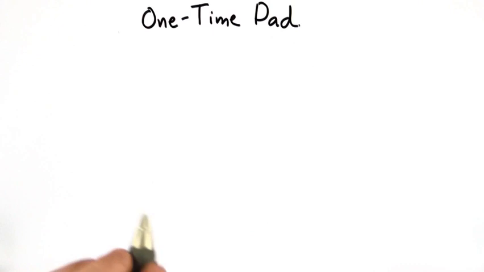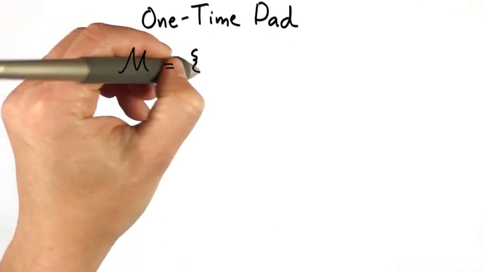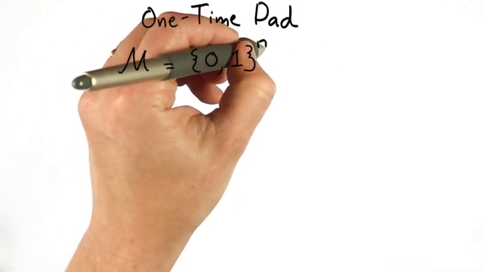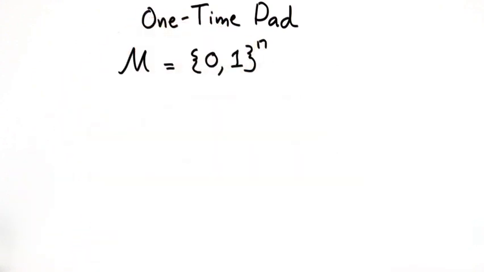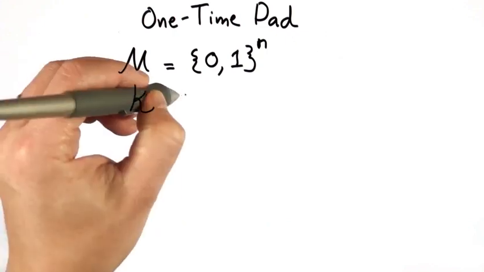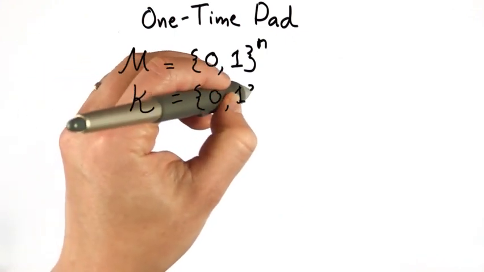So let's define that a little more precisely. We're going to find our set of messages is strings of zeros and ones, so we'll use bits, of some fixed length. So n is a number that gives us the maximum length of a message. Our message is selected from all binary strings of length n. Our key is also selected from the set of all binary strings of length n.